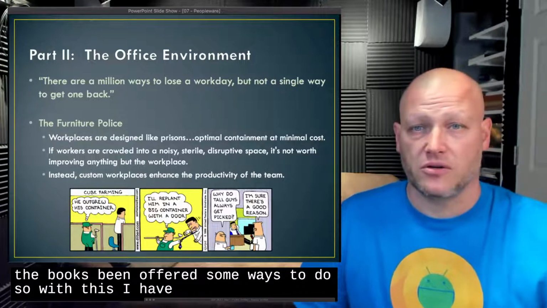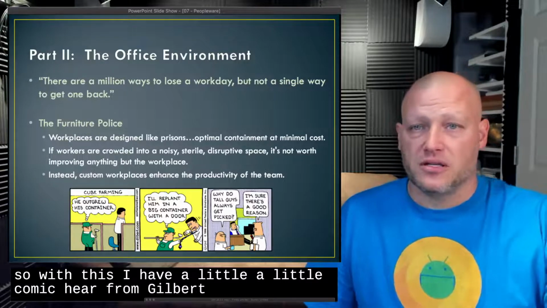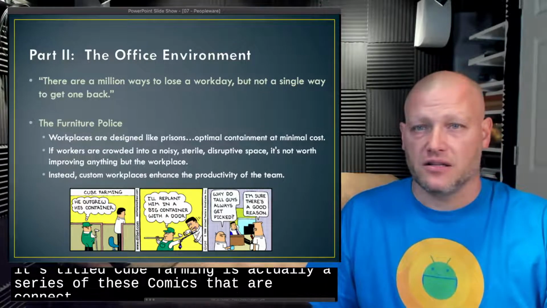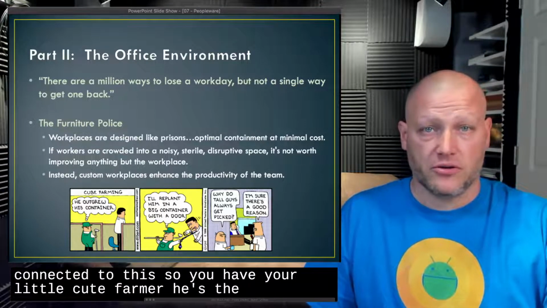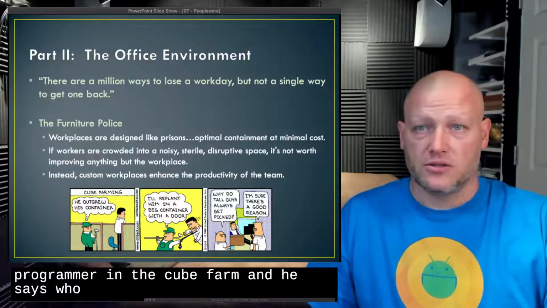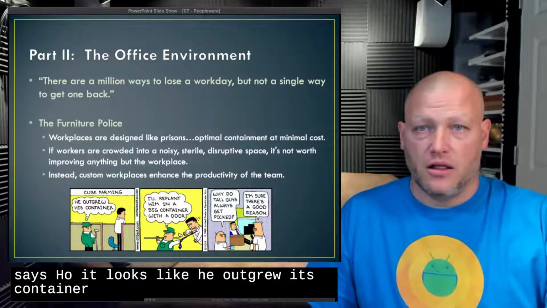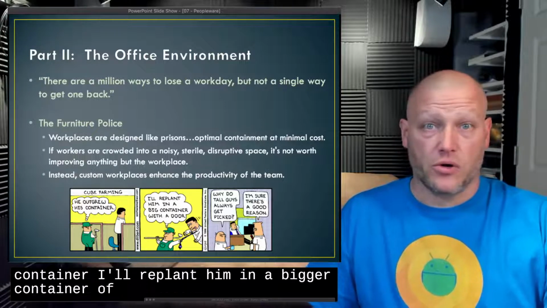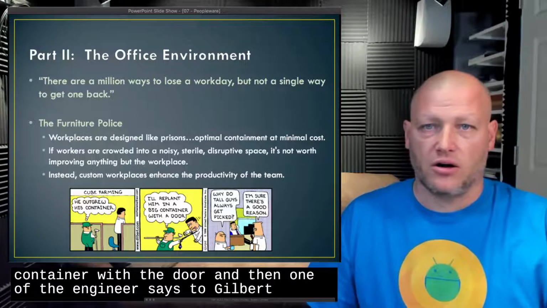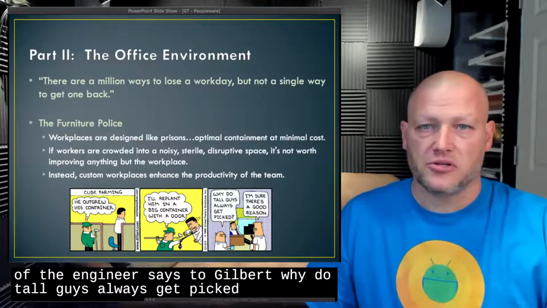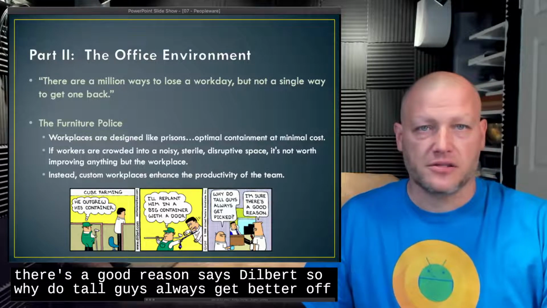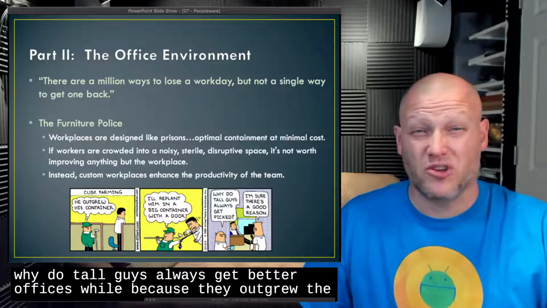With this, I have a little comic here from Dilbert. It's titled Cube Farming. There's actually a series of these comics connected to this. You have your little cube farmer, the guy in the green overalls, and he looks at this programmer in the cube farm and says, "Oh, it looks like he outgrew his container. I'll replant him in a bigger container with a door." Then one of the engineers says to Dilbert, "Why do tall guys always get picked?" "I'm sure there's a good reason," says Dilbert. "So why do the tall guys always get better offices?" "Well, because they outgrew the cubicle farm."